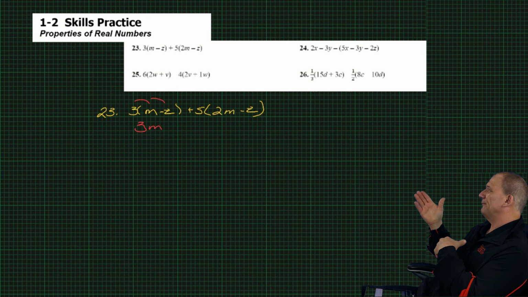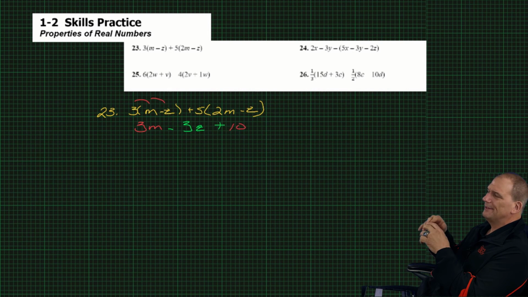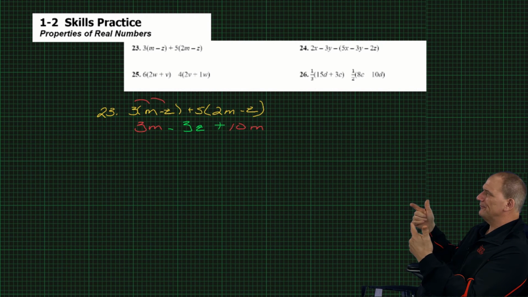And you already know what your like terms are, the m's and the z's. So 3m and 10m. You can go 3 plus 10. I know you can. And then -3z and -5z. Same signs, add them together, keep the sign. You're going to get -8z.